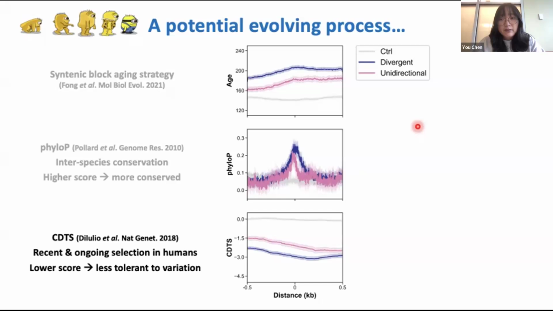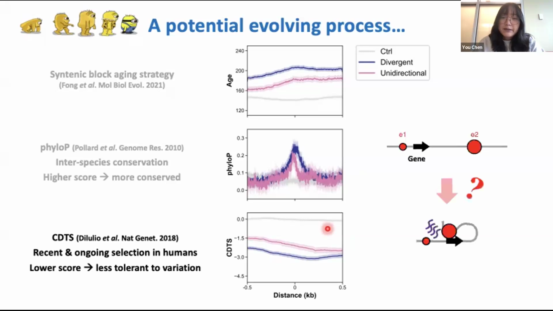Here we can see a similar pattern as sequence age. Divergent elements are less tolerant to variation compared to unidirectional elements, and the side with more reads is less tolerant compared to the other side. Taken together, there seems to be an evolving process underlying directionality changes. Considering their recent evolutionary origins, we are curious if unidirectional elements have acquired gene regulatory functions.